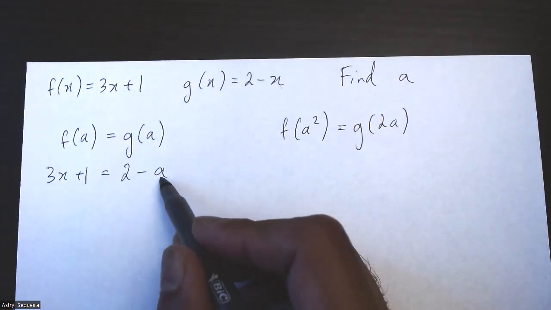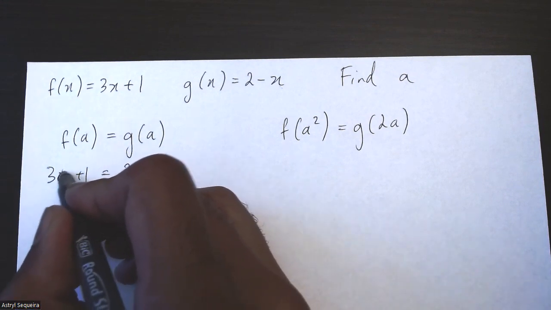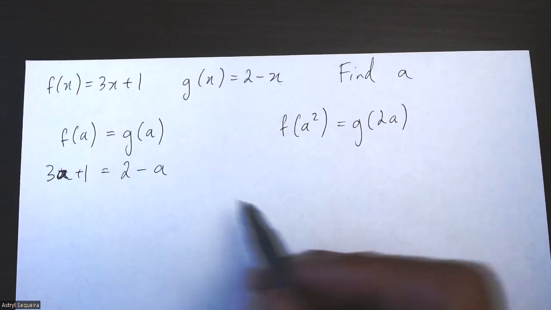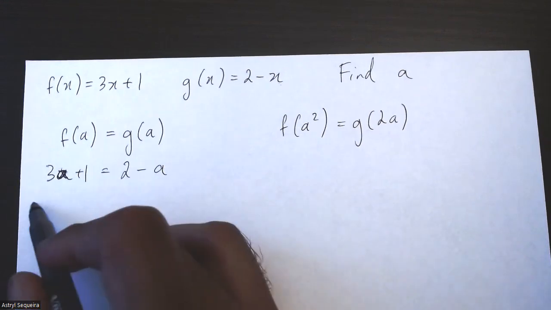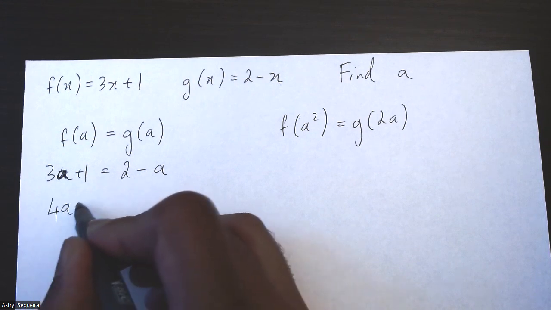So the first thing I'm going to do is I'm going to move the negative. Oops, that's an A, not an X. Can't have two different letters. The first thing we want to do is move the negative A to this side. It's going to become plus A. 3A plus A is 4A.